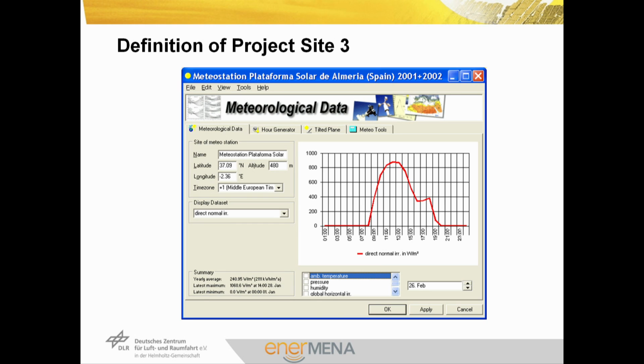Such a dataset is made of typically 8,760 lines, one line for each hour of the year, and it contains information about ambient temperature, ambient pressure, ambient humidity, global horizontal irradiance, direct normal irradiance, of course, wind velocity and wind direction, if you have a full dataset. This input window can be used to analyze the data further and to generate plots of the data, look at single dates, and so on.